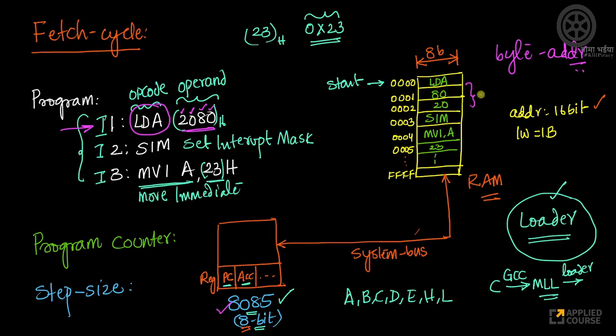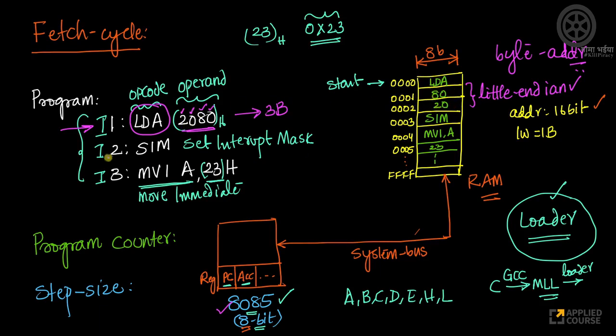Again, here we are using the little endian system, because by default everything is a little endian system unless stated otherwise. We'll use little endian as the default way of storing these numbers. Okay, so this requires 2 bytes. So literally your whole instruction 1 required 3 bytes. In the first byte I'm storing LDA. In the second byte I'm storing 80. In the third byte I'm storing 20.